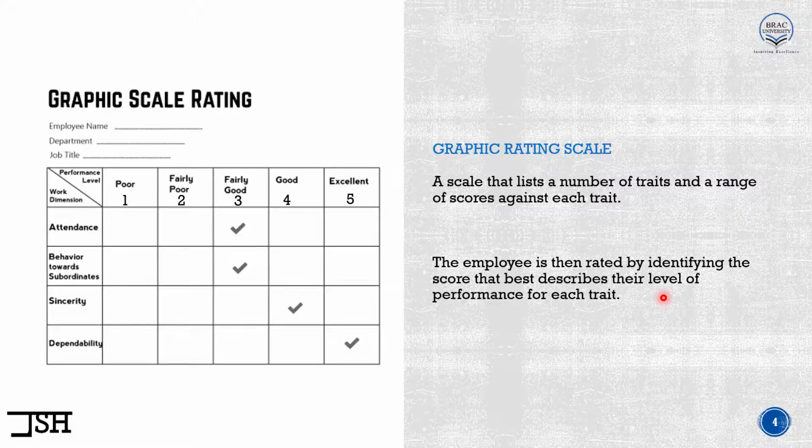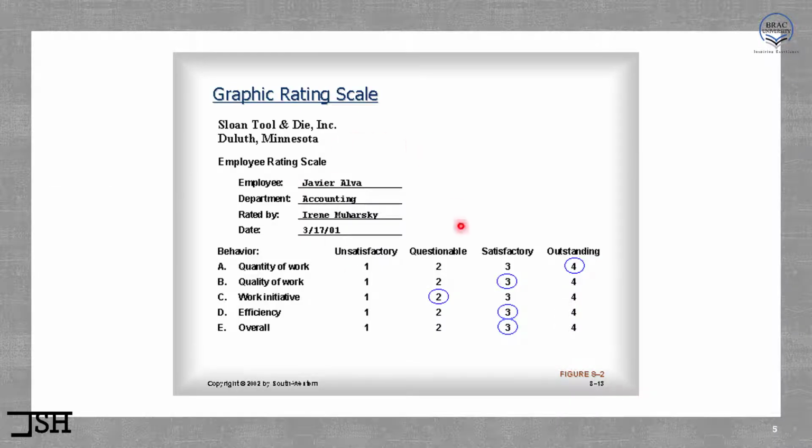Just to show you again, this is another example of a graphic rating scale. Here again, another employee in the accounting department is rated by somebody named Irene on all the different qualities listed here. And the score here ranges from 1 to 4 in each characteristic or trait. So yes, graphic rating scale is that easy. Now let's move on to the next performance appraisal technique.